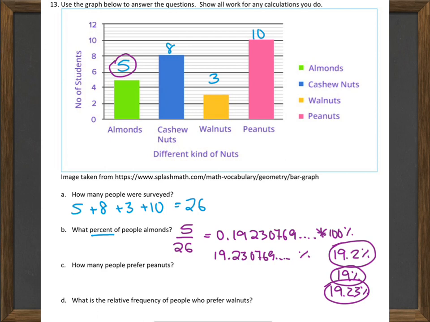Then it says how many people prefer peanuts. So let's look at the peanuts bar. It looks like there's 10 people. This time we're not asked for a percent, we're just asked for a count, so that is 10.